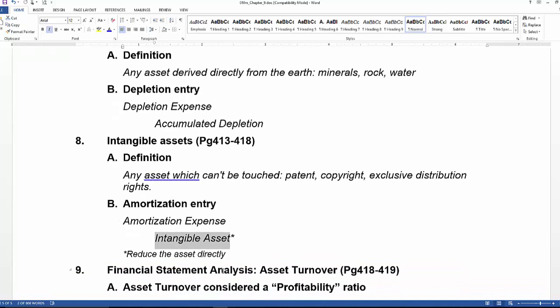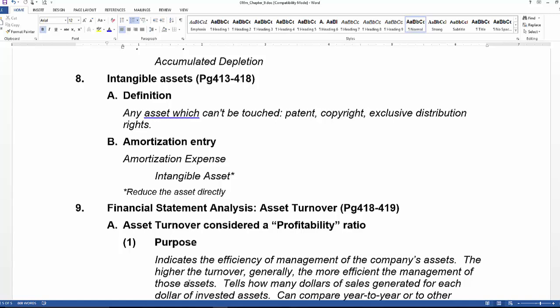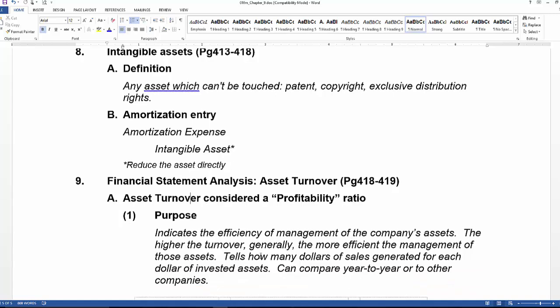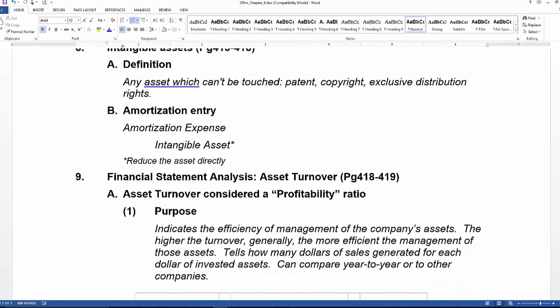Last thing, a little bit of financial statement analysis, something called asset turnover. Asset turnover is considered a profitability ratio. We look at how efficient the company is at managing its assets. Now, the higher the turnover of the assets, that generally indicates the more efficient the management of those assets. So it kind of tells you how many dollars of sales have been generated for each dollar of your invested assets. And you can use this to compare your performance from year to year or to compare against your peers.